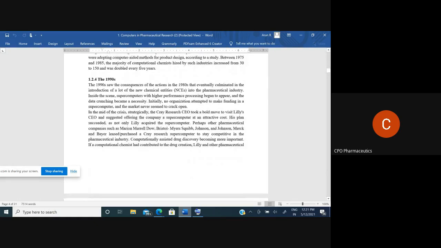Cray Research and a few other companies started working on supercomputers. They developed a supercomputer, but they didn't know how to commercialize it. Does anyone know what the use of supercomputers is? You can give your own hypothesis; I'm not expecting any particular answer, I'm ready to accept anything. Why are they using them? Have you heard the term supercomputer?